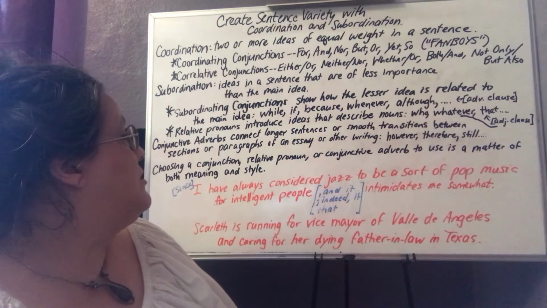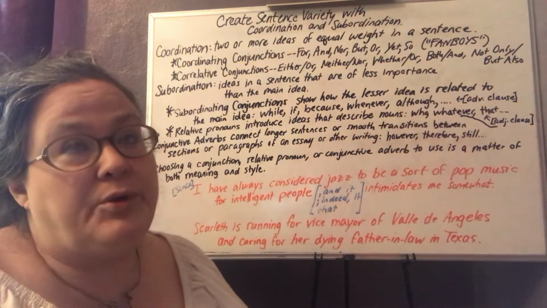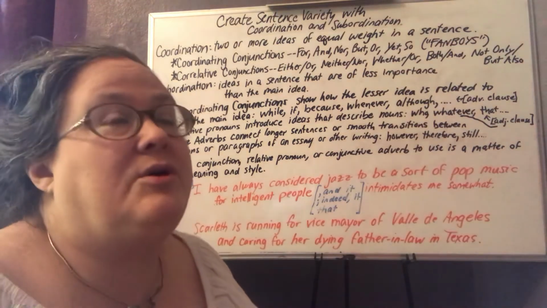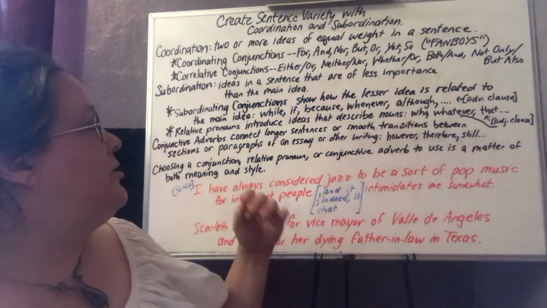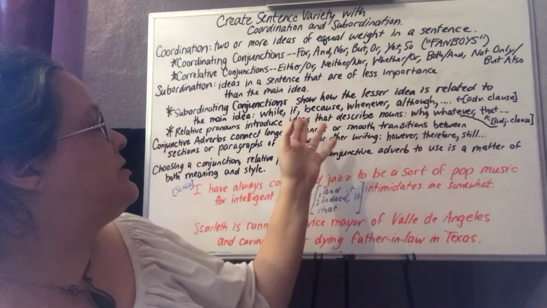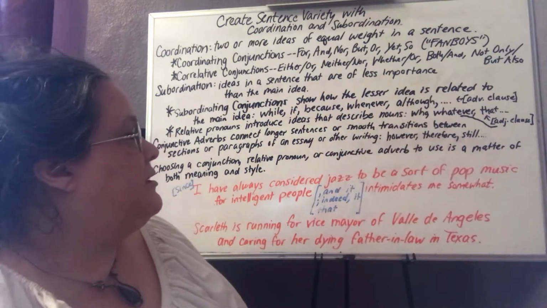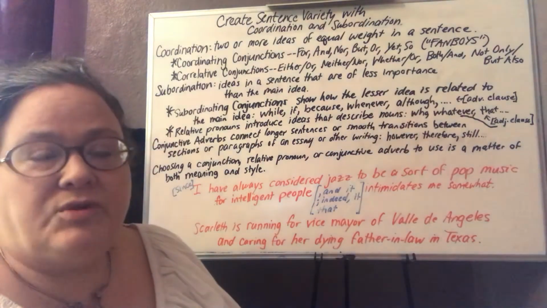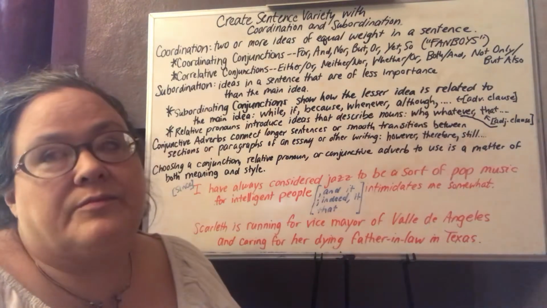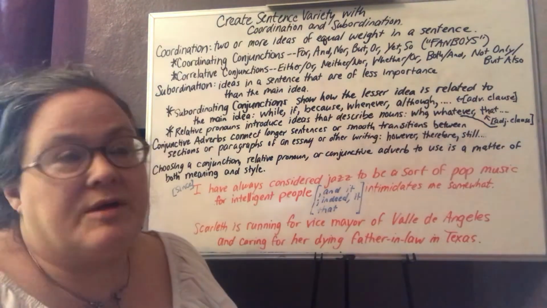So some subordinating conjunctions I have here. There are also some listed in your book. You can find lists of them. I don't know how many in the English language there are, quite a few. They show how the lesser idea is related to the main idea. So some examples here: while, if, because, whenever, although. These begin adverb clauses. They are introductory words for adverb clauses. And many times I use really short sentences to show these relationships while I'm explaining.